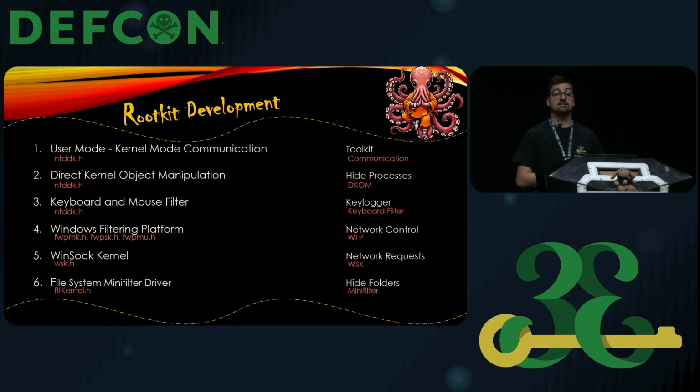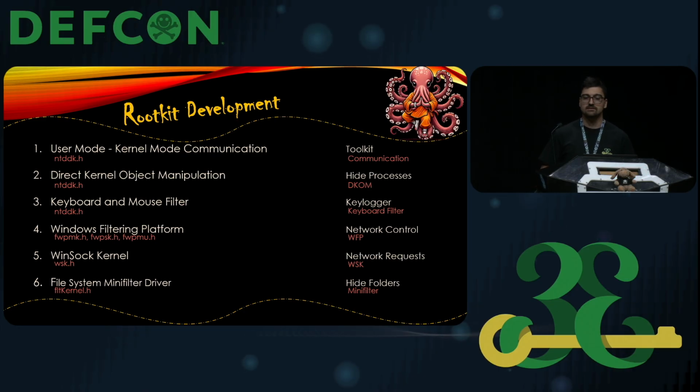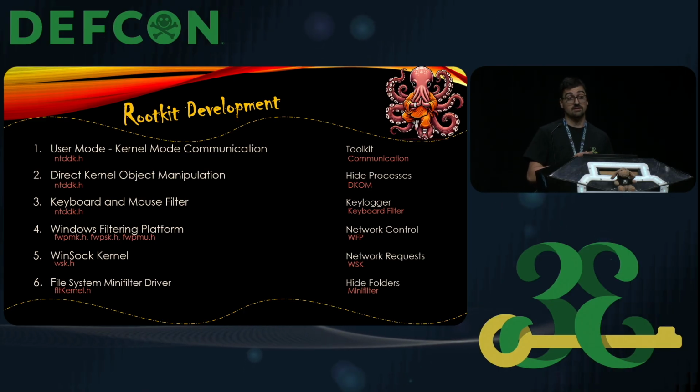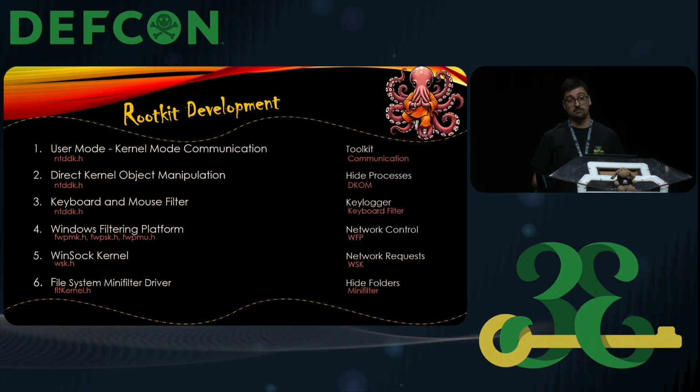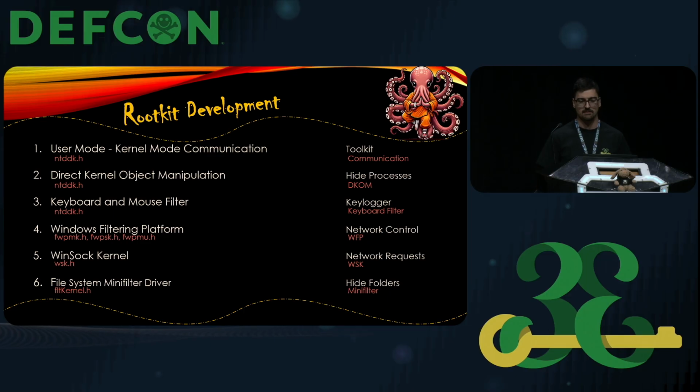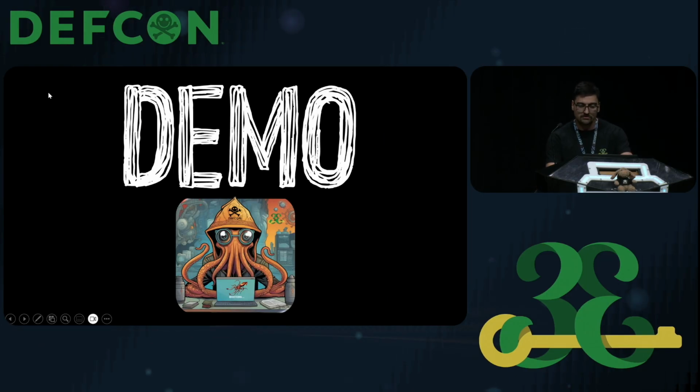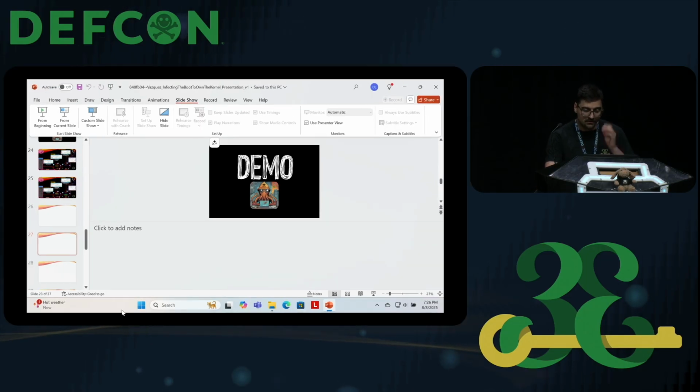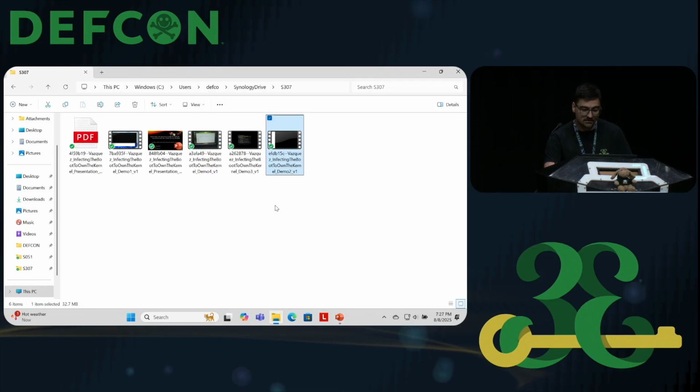And finally, file system filtering. There is a special class of drivers that many security solutions use called mini filters, and the rootkit can also make use of the underlying technology behind those drivers to hide and deny the access to specific files and folders, effectively preventing the operating system and other tools from analyzing them. So we're going to see a rootkit with these 6 capabilities, okay?